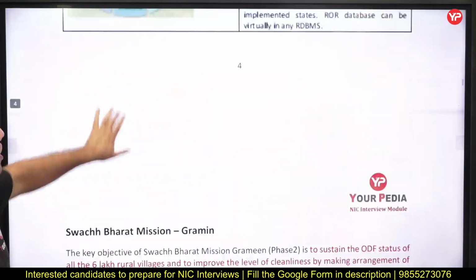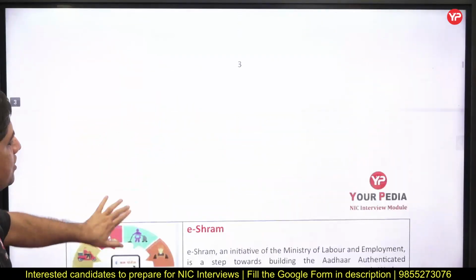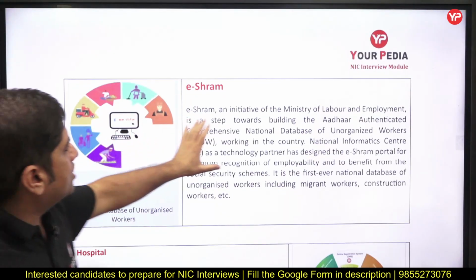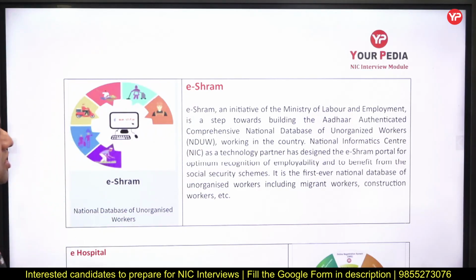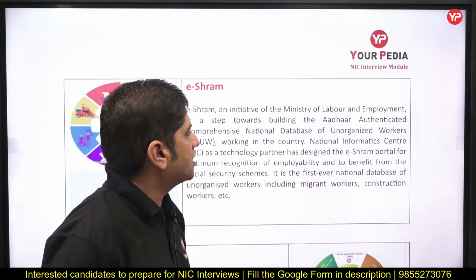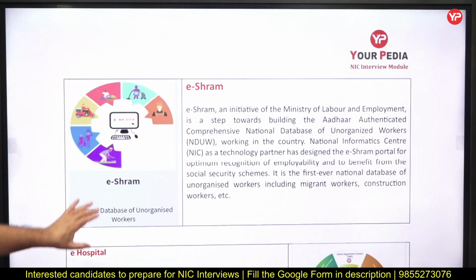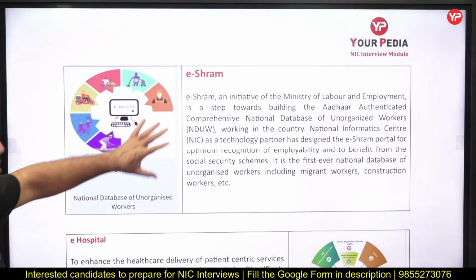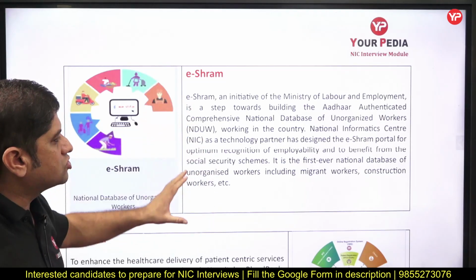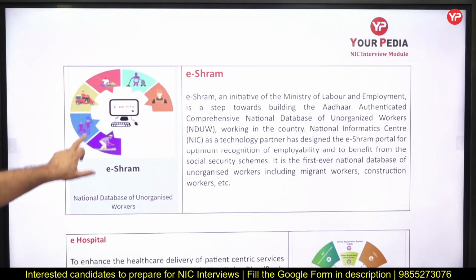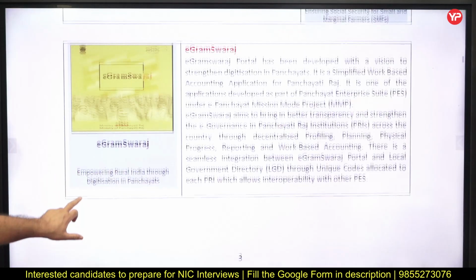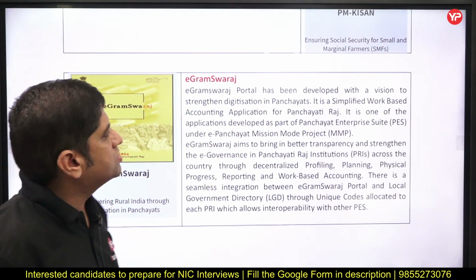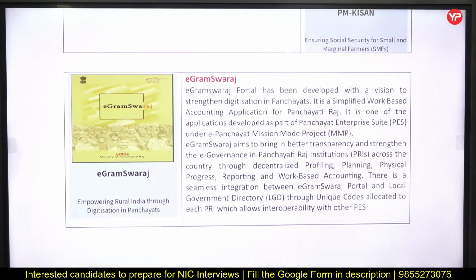And similarly, other applications are also there like e-Shram. Now e-Shram is a Ministry of Labor and Employment का initiative है, और this builds the Aadhaar authenticated national database for unorganized workers. Unorganized workers का data कहीं पे हम लोग consolidate करके नहीं रखते, तो this is how it is kept together, entire data, and consolidation of the data for the benefit of the government. Similarly, other like e-Gram Swaraj, ये पोर्टल we developed with the vision to strengthen digitization of the panchayats.